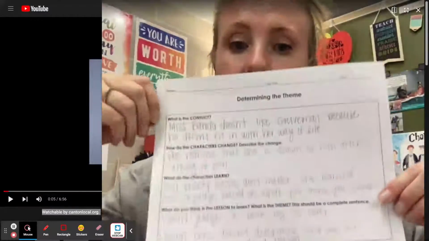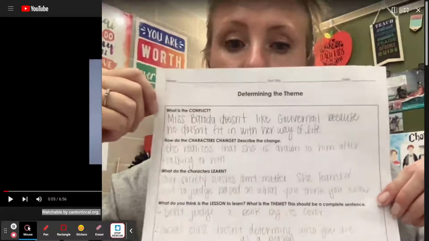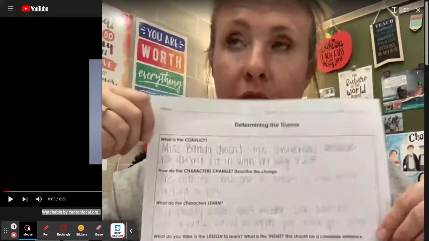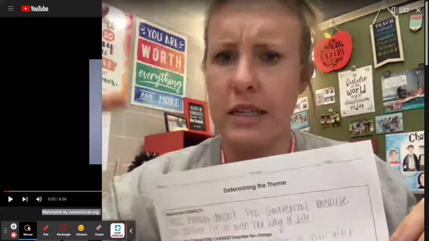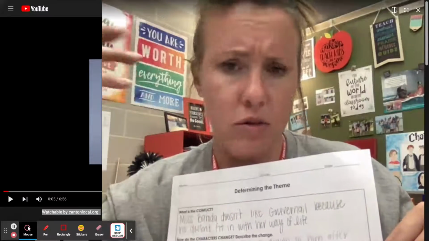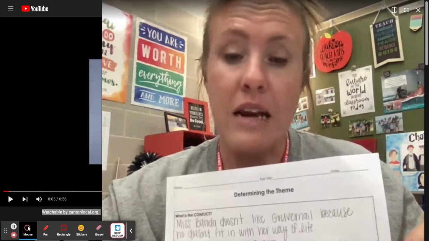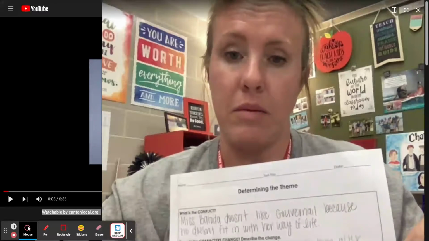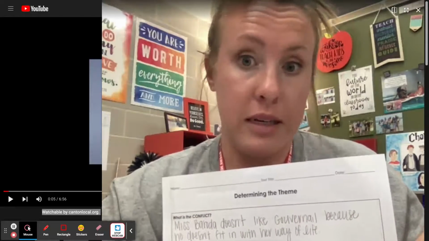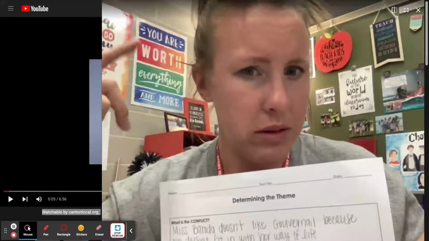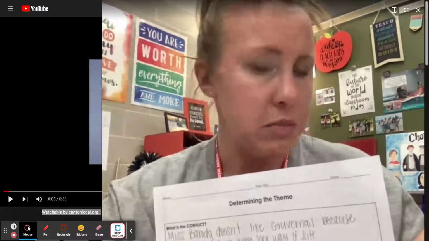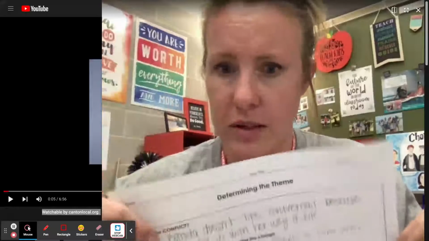So when you look at A Respectable Woman, the conflict is that Mrs. Baroda does not like Gouvernail because he doesn't fit in with her way of life. If you remember, he didn't have her class or social class. He didn't experience the same thing she did, and she couldn't figure out anything about him. So she just immediately didn't like him because she didn't like his social class. And then she was still trying to figure him out. So she was intrigued by him, but her gut reaction was to not like him.